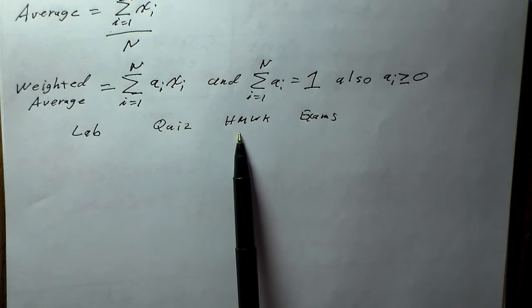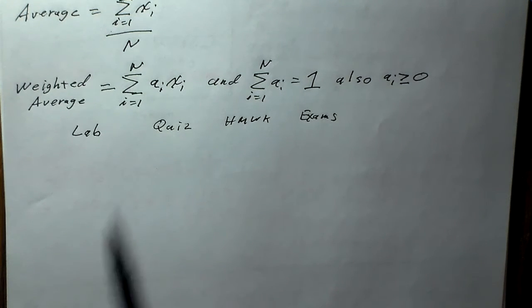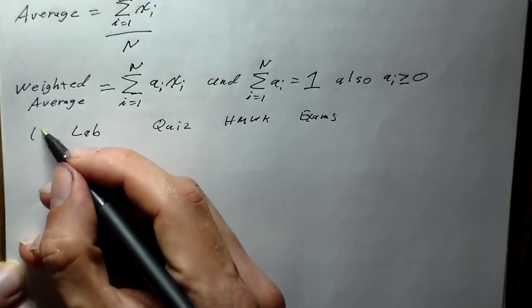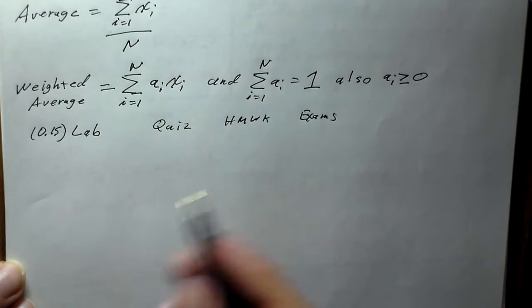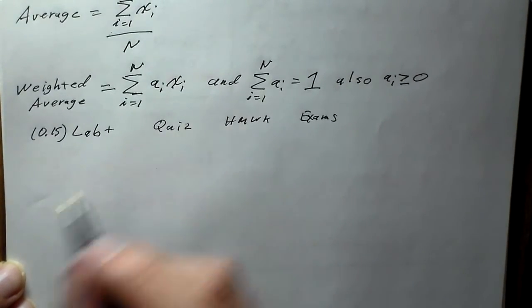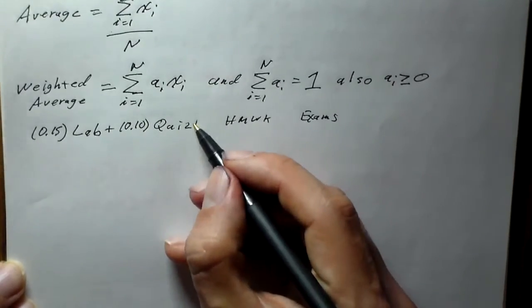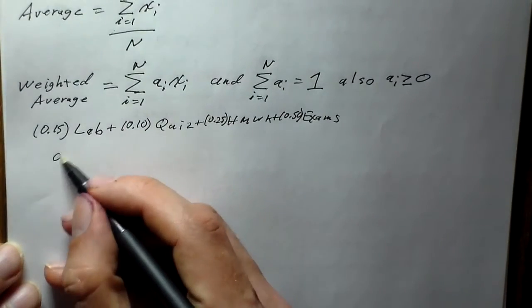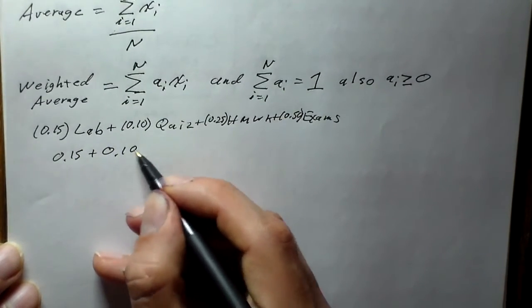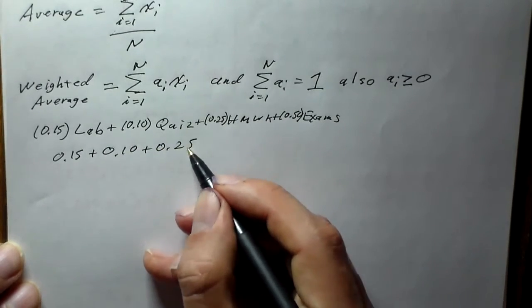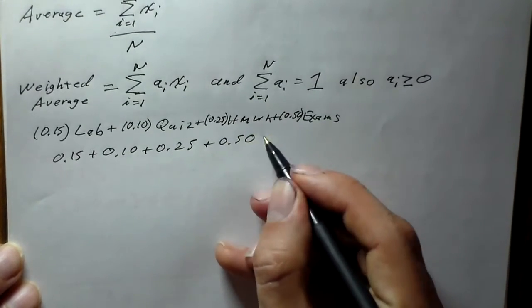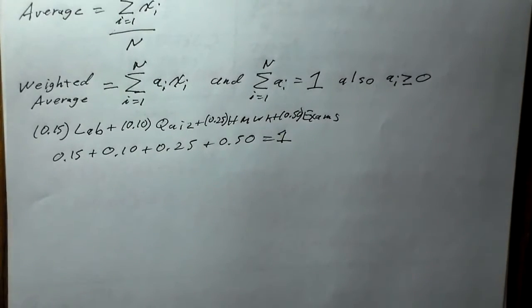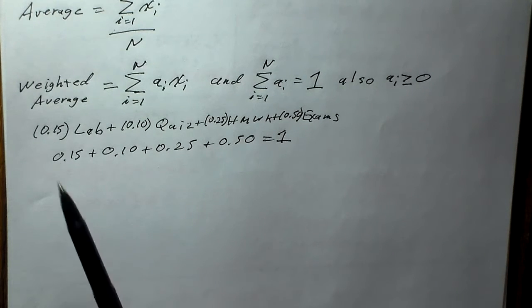The homeworks don't count as much, quizzes don't count as much, labs maybe a little bit more because you want some practical lab experience. So let's say the labs are going to be 15% of your grade, and the quizzes are going to be 10%. And then the exams could be 50%. And if I did my math right, 0.15 plus 0.10 plus 0.25 plus 0.50 is equal to 1. Exactly. You've had this a lot of times in your classes, right? So this is essentially what we're doing here for a weighted average.